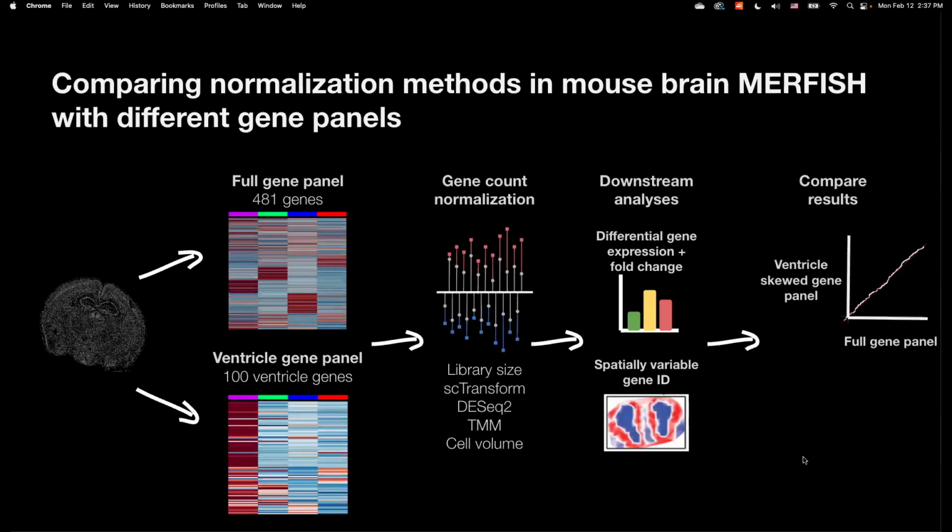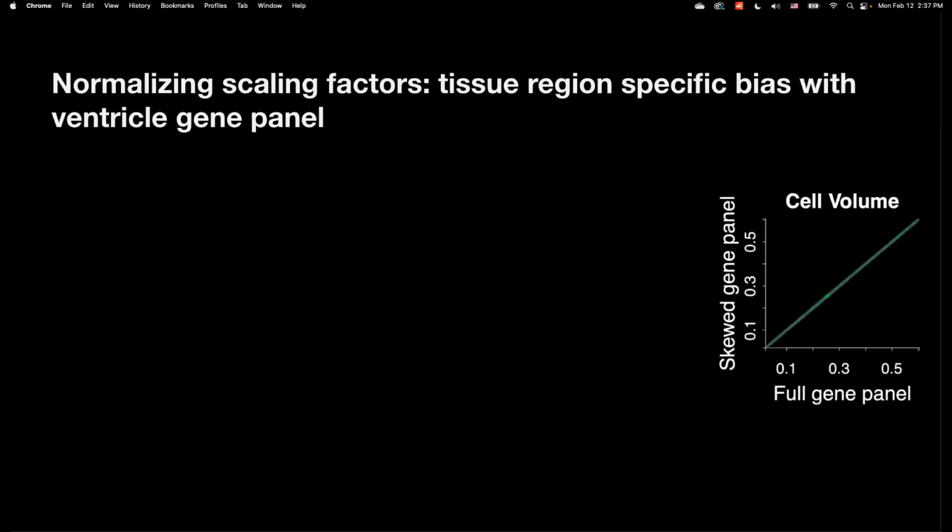And we compare the results we get with both panels for the 100 common genes between the 2 panels. Again, ideally here, we're looking for normalization methods where the results don't change when different panels are used. The first thing we look at is the cell-specific scaling factors that the different methods used. The scaling factors are the numbers that the gene counts in each cell are scaled by under these normalization methods. For cell volume normalization, cell volume computation here is not affected by the gene panel that you use. And so the cell volume computed with the full gene panel is exactly the same as that computed for the skewed gene panel.